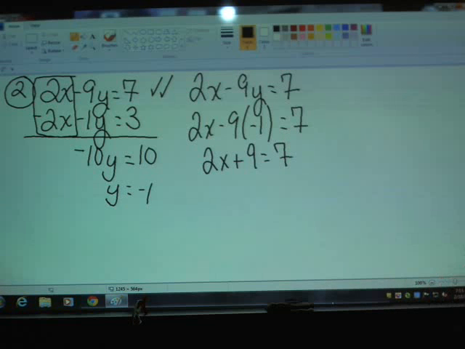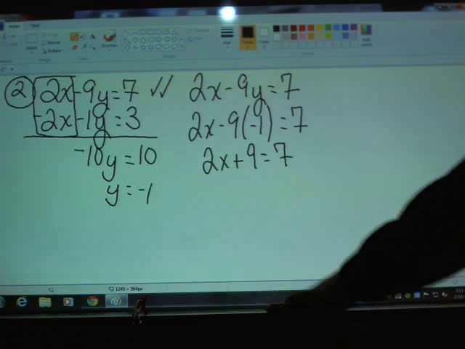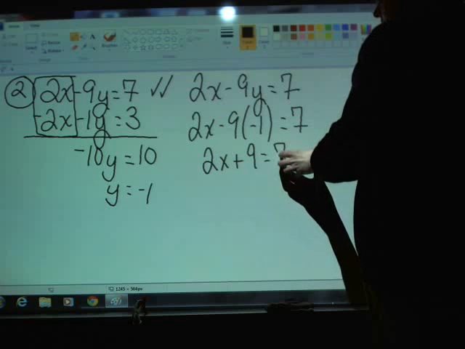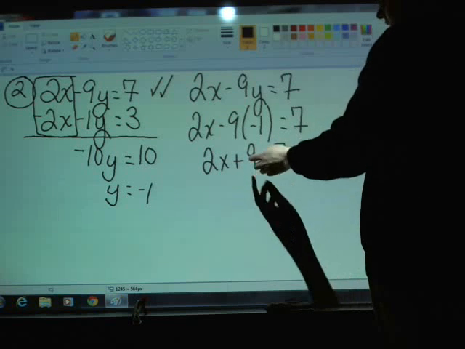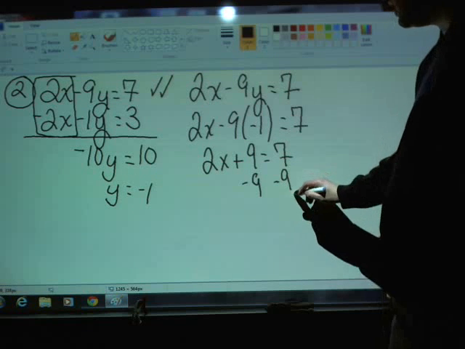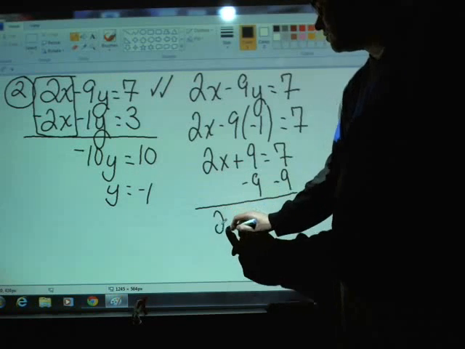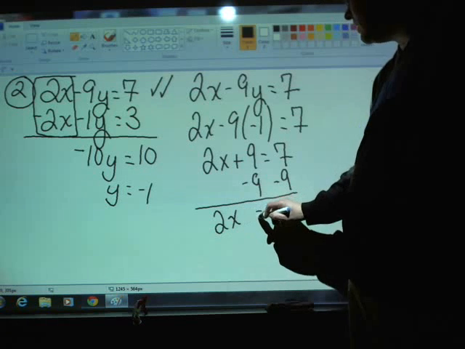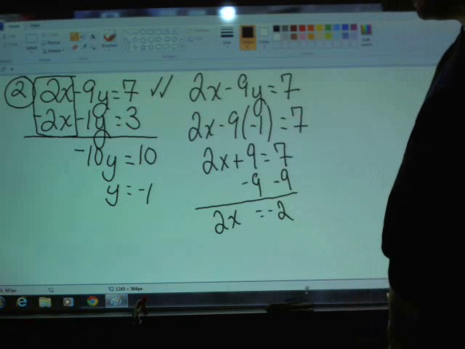Solve the equation. Well, again, we're using the same rules for solving equations we've always used. Variables on the left, numbers on the right. So this 9's got to travel. So let's knock 9 off both sides. Again, when I move something to the opposite side of the equal sign, I do the opposite. So I've got 2x equals negative 2.